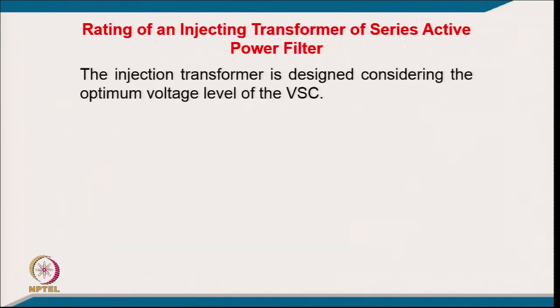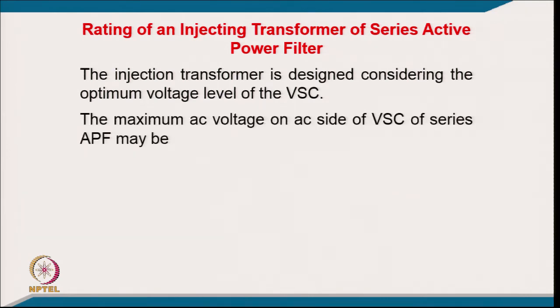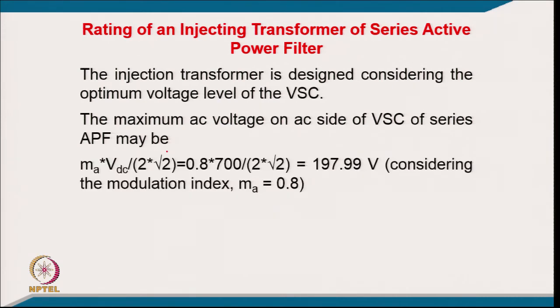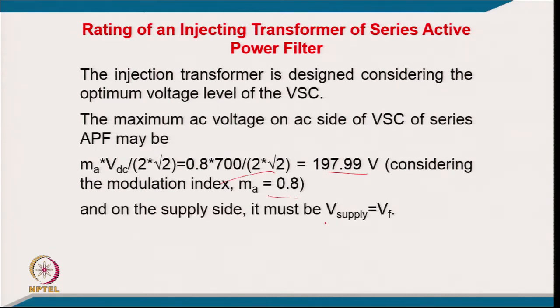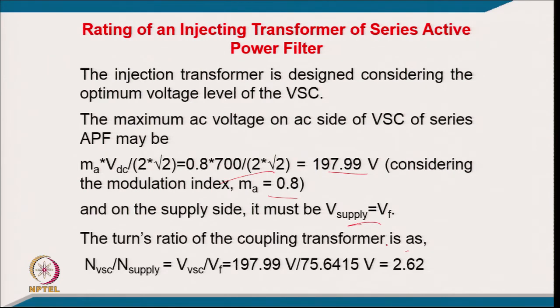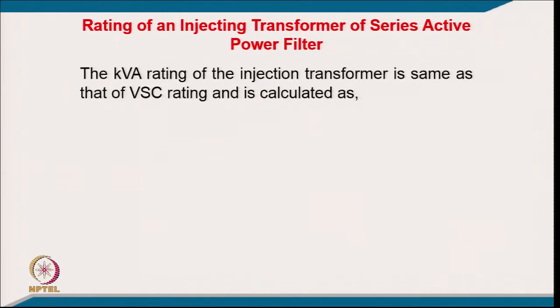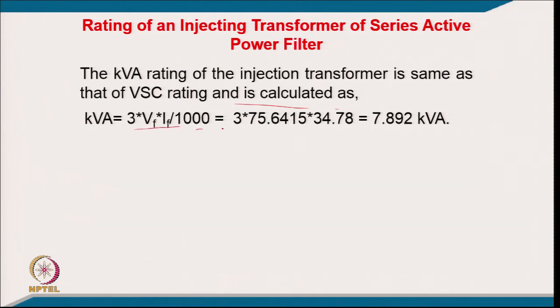The injection transformer is designed considering the optimum voltage level of the voltage source converter, and the maximum AC voltage on the AC side of the series active filter may be MA VDC by 2 root 2. Putting the value here, we get 197.99 volt, at a modulation index of 0.8. On the supply side it must be VF, and the turns ratio of the coupling transformer is N VSC upon N supply. From this you can find the turns ratio of 2.62. I mean, from this voltage we are generating this voltage, so that turns ratio had to be there. The kVA rating of the injection transformer is the same as the kVA rating of the voltage source converter, calculated as kVA equal to 3 VF IF divided by 1000. Putting the values, that is 3 times the voltage of the active filter and current of the active filter, it comes to 7.892 kVA.